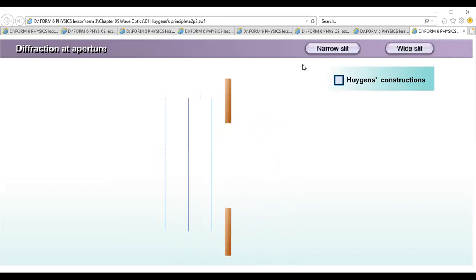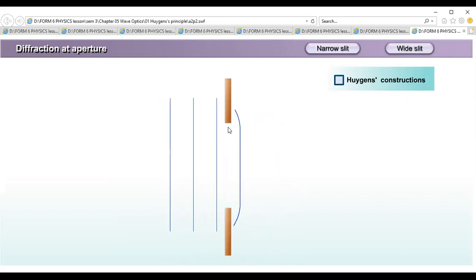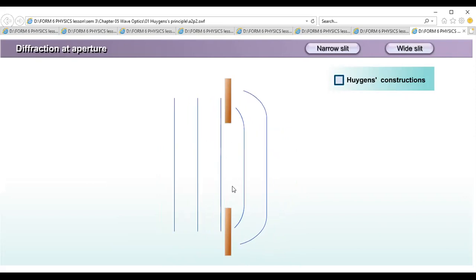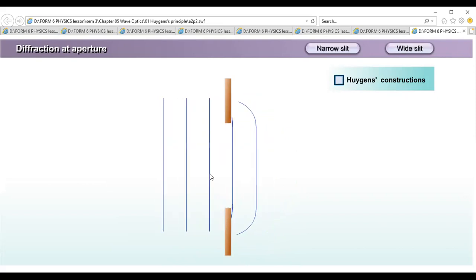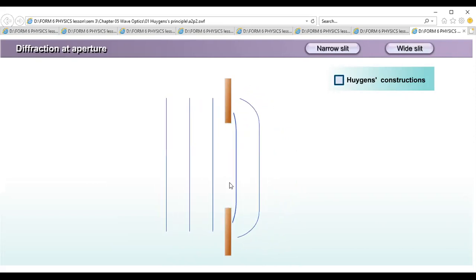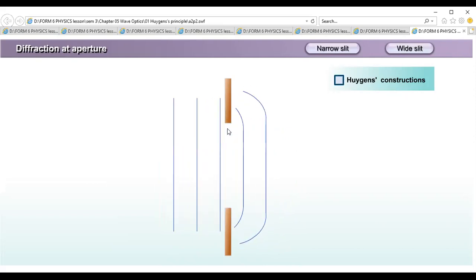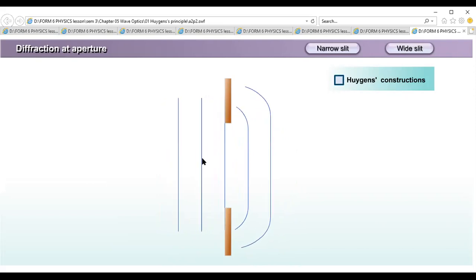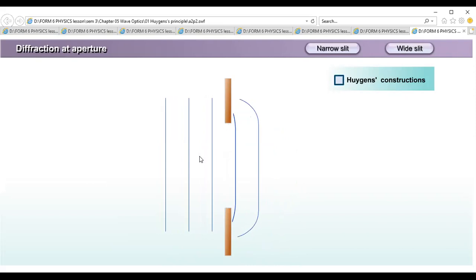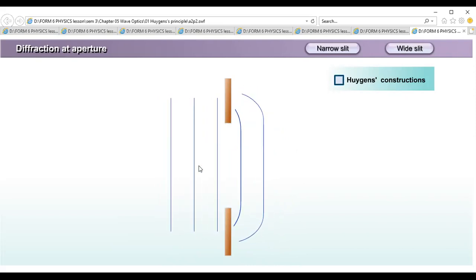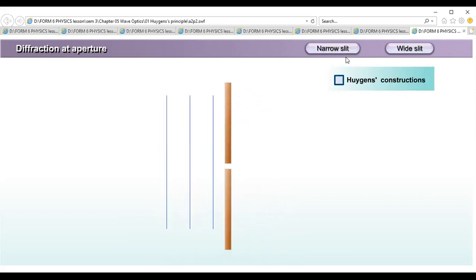For a wide slit, the size of the aperture a is longer than the wavelength. If the size of the aperture a is almost equal to the wavelength, we say that there is a moderate slit. Let's look at the narrow slit.